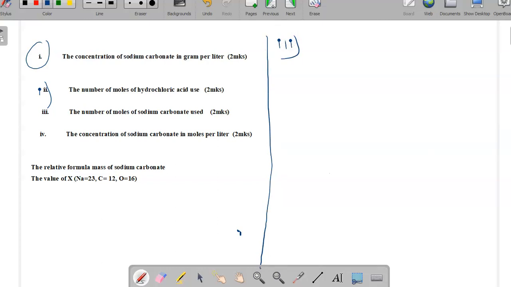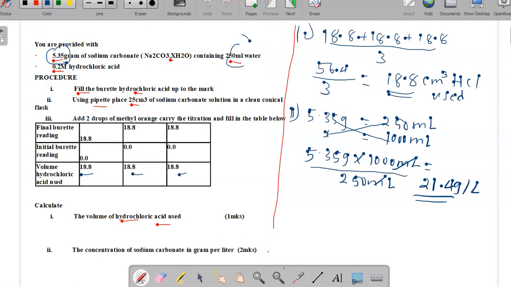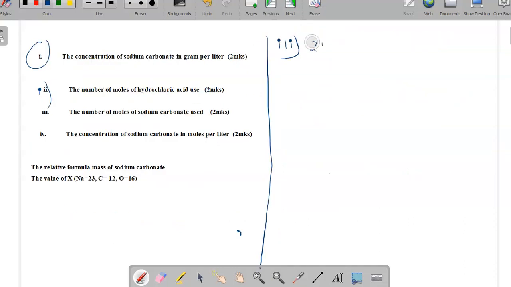To get the number of moles of hydrochloric acid used, we have the molarity of hydrochloric acid. The molarity is 0.2 molar. We also have the volume of hydrochloric acid used, 18.8. Then to get that, you will say 0.2 molar, which is the molarity of hydrochloric acid, is equal to 1000 centimeter cubic. What about 18.8, which is the volume of hydrochloric acid used? Average volume 18.8 centimeter cubic.